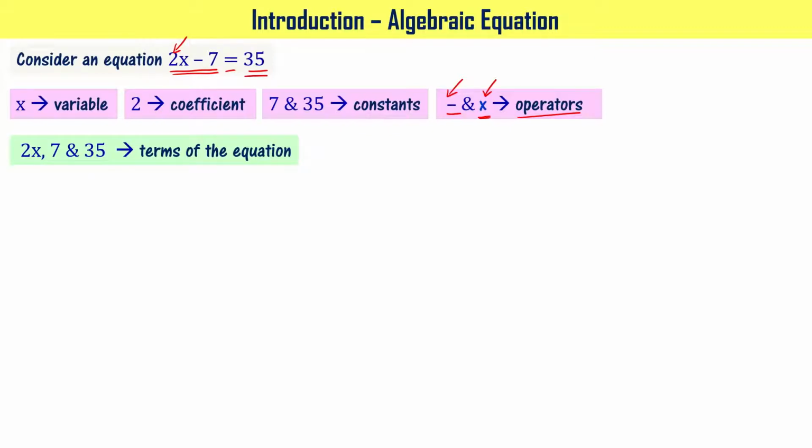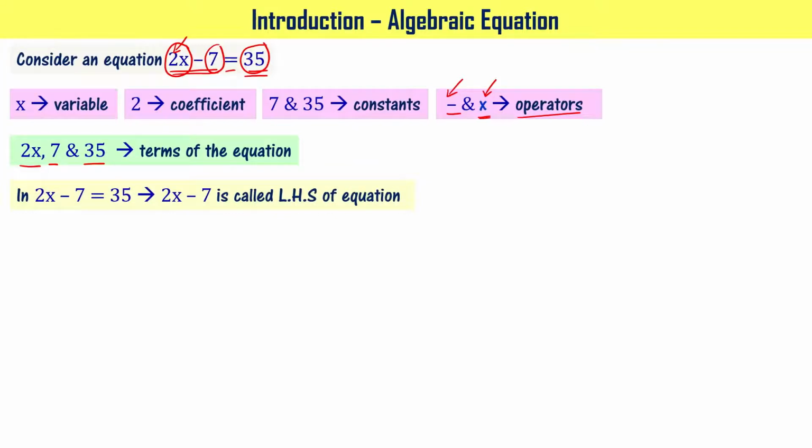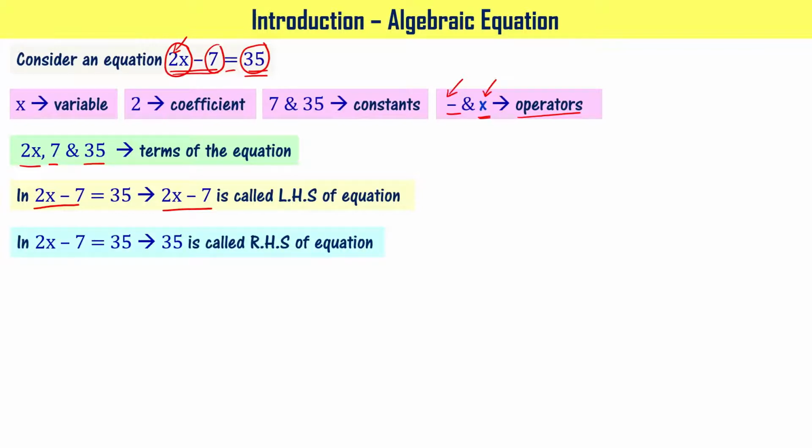Here you can call 2x, 7 and 35 the terms of the equation, right? You have a total of 3 terms. 2x is one term, 7 is another term, and 35 is the third term, right? In 2x minus 7 equal to 35, 2x minus 7 is called the left hand side part of the equation, and 35 is called the right hand side part of the equation. So 2x minus 7 is called the LHS of the equation and 35 is called the RHS of the equation.